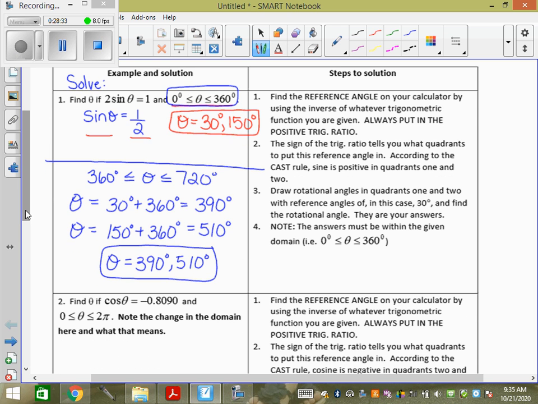What if they restricted the domain instead to negative 180 degrees and 180 degrees? My principal angles were 30 and 150. Do those fit in there? Negative 180 to 180 means negative 180 to 0, and 0 to 180. So both of those actually fit in the 0 to 180 column, correct? Now I want to check their coterminals. So I'm going to subtract 360. I subtract 360, I get negative 330. And if I subtract 360, I get negative 210. Do those fit?